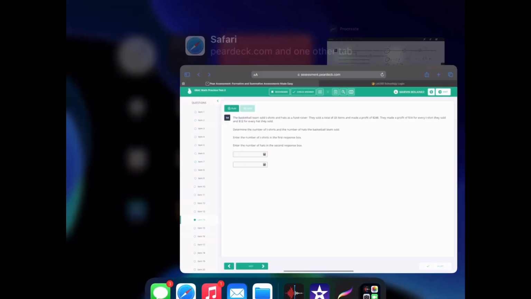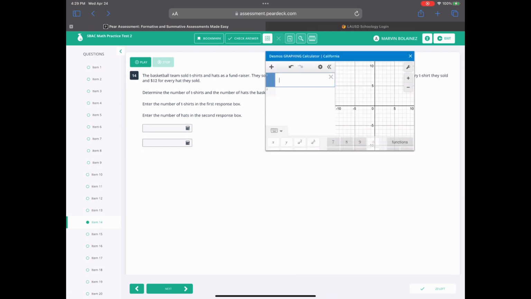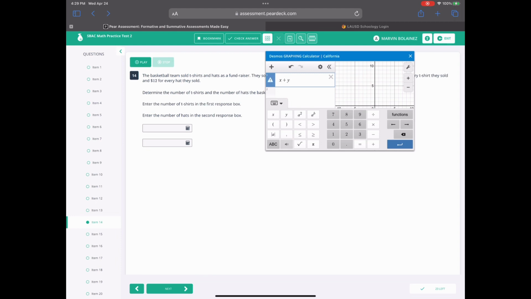And let's just check our work using a graphing calculator. So give me a moment. We're here at the test interface. My first equation was S plus H equals 23, so let's use X plus Y equals 23. That was our first equation. Then we had 10X plus 12Y is 246.